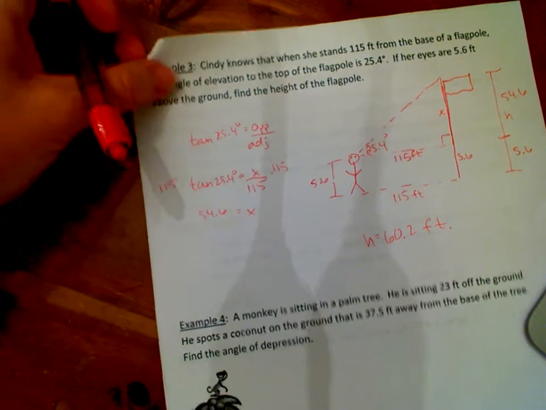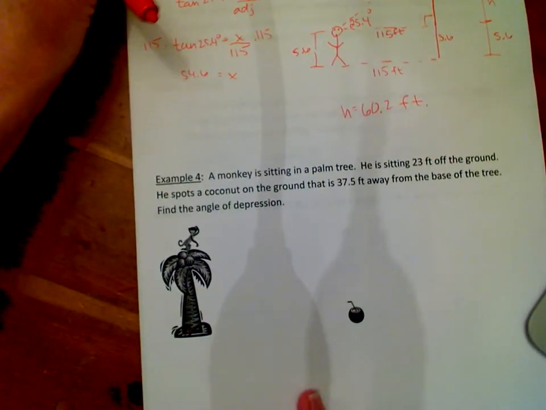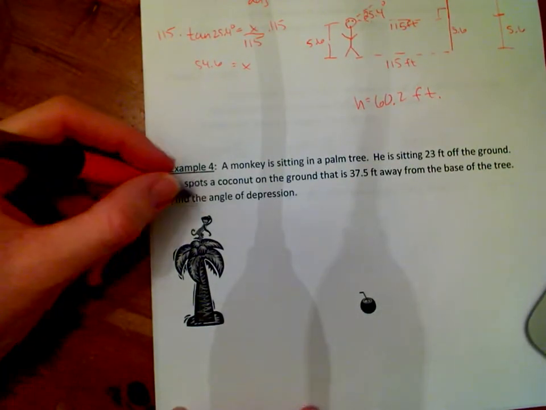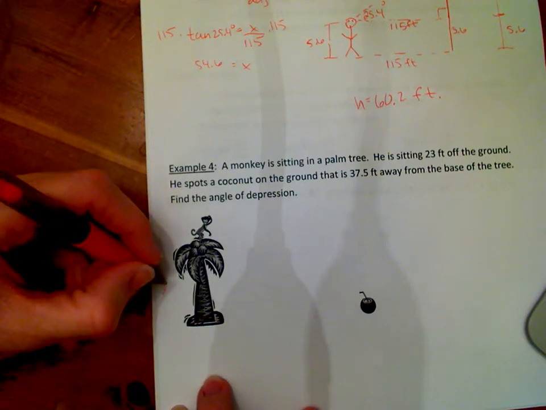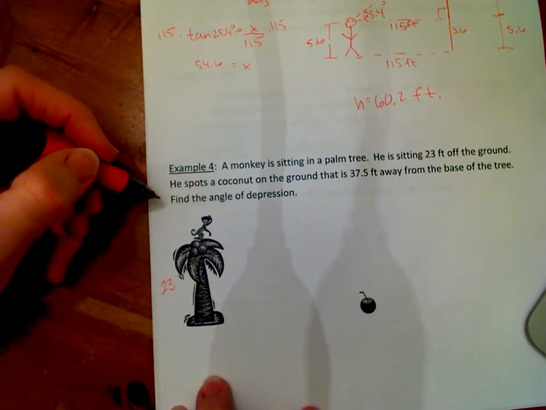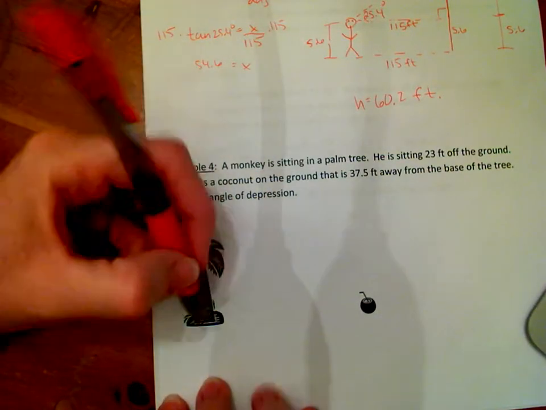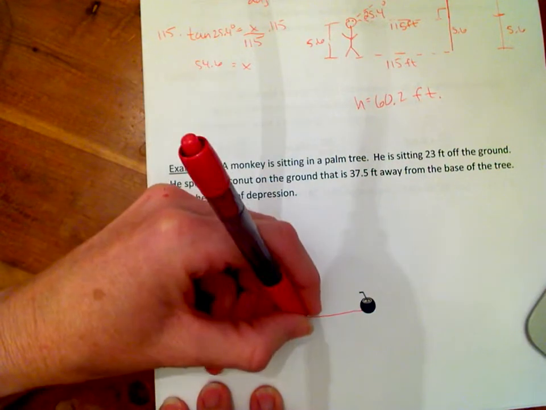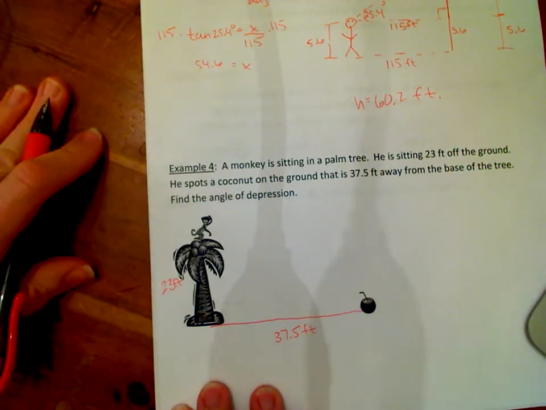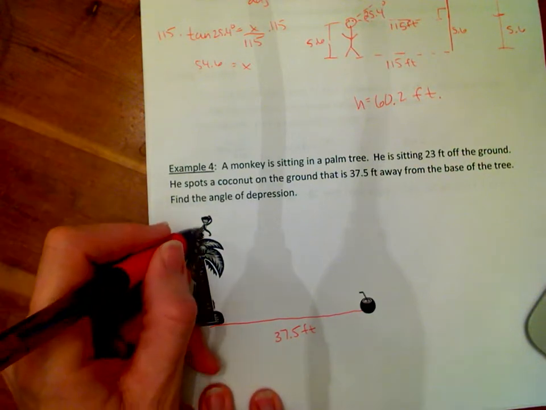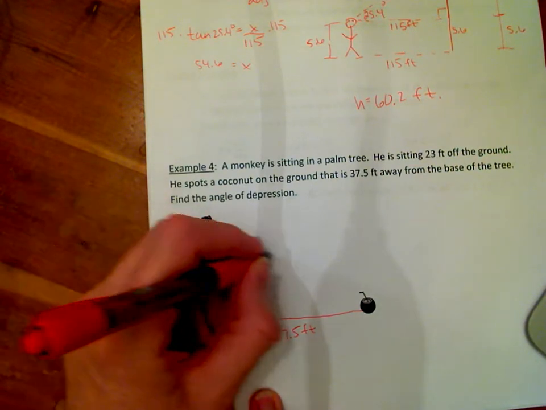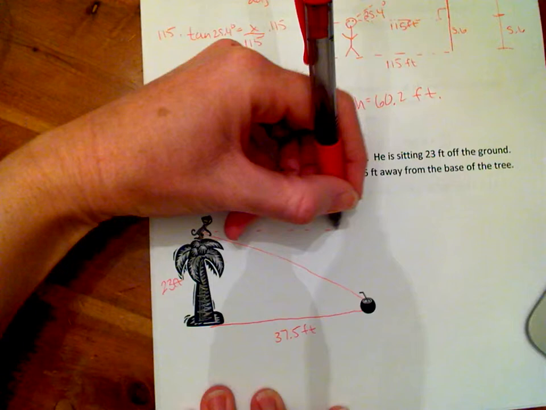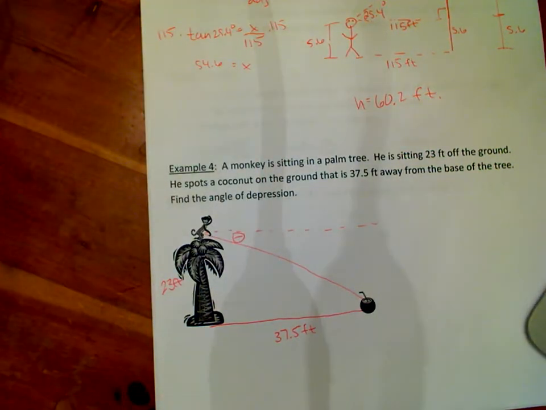If you look at the next example, here is an example using the angle of depression. It says a monkey is sitting in a palm tree. He is sitting 23 feet off the ground. He spots a coconut on the ground that is 37.5 feet away from the base of the tree. He says find the angle of depression. So what it's asking us to find, it's not this angle. The angle of depression is going to be this angle.